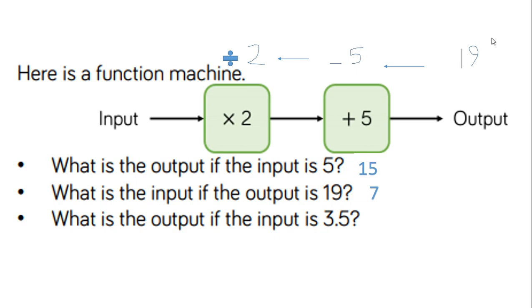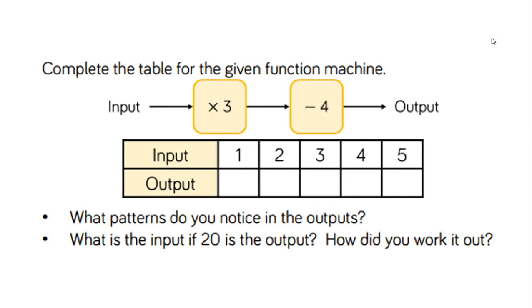Okay, and the last one, with a decimal number. So this time the input number is 3.5. 3.5 times by 2 is 7. That's our midpoint number. We're then going to act the second function on our 7 to get an answer of 12. Okay, well done if you've got those right.